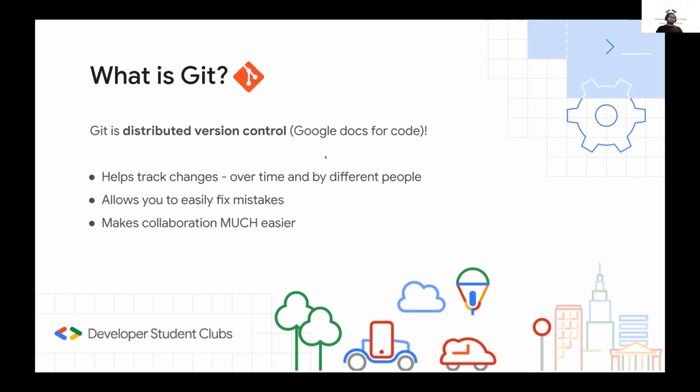But you can also see, as I was saying, you can create different sectors of it, which is called branches, and we'll get into it later. But so far, Git is Google Docs for code, right?